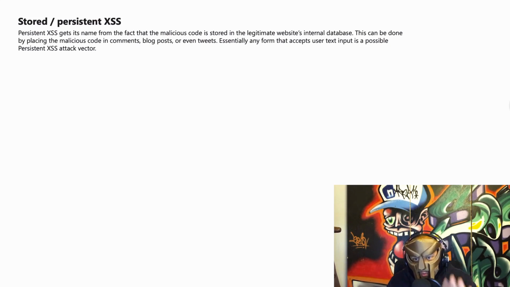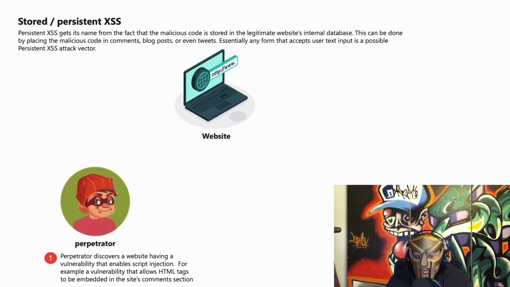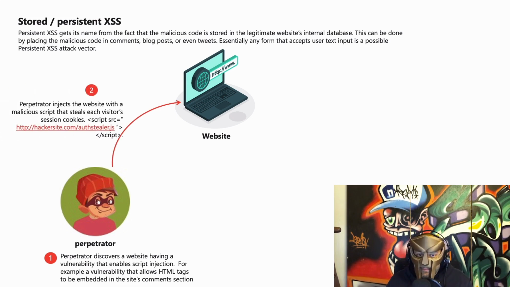So let's say you have a website, and then I have an attacker or perpetrator. The perpetrator discovers that this website has a vulnerability that enables script injection. For example, a vulnerability that allows HTML tags to be embedded in the site's comment section. What does he do? He infects my website. He injects the website with a malicious script that steals each visitor's session cookies.